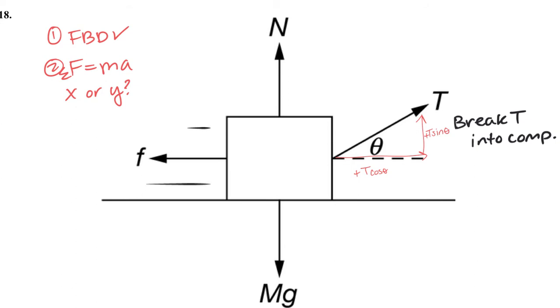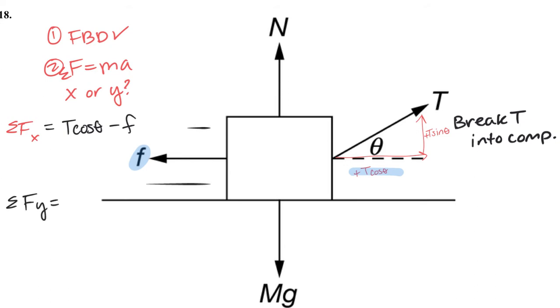So let's look at all the forces in the x direction. Okay, so F of x, all the forces in the x direction, is going to be equal to T cosine theta, because T cosine theta is going to the right and it's positive, and friction. Since friction is going to the left, it's going to be negative. And then I'm going to do the sum of all forces in the y direction.